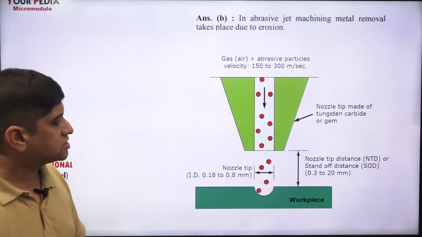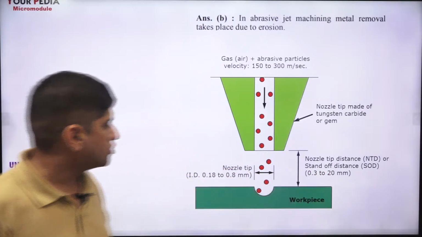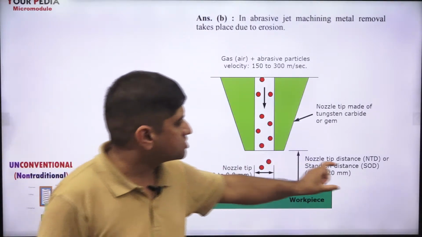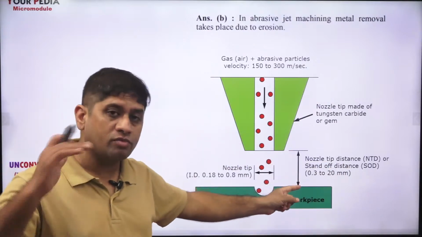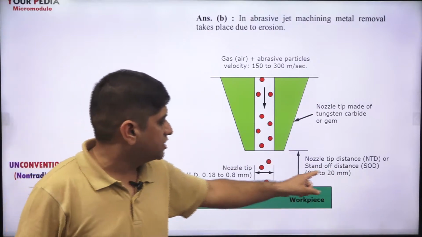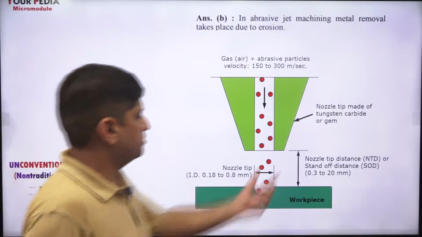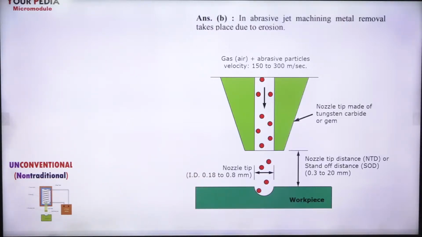So nozzle tip distance is also called stand off distance. Note down these values also, and the nozzle tip size you should know. What is called stand off distance? Nozzle tip distance from the workpiece is called stand off distance. It should be 0.3 to 20 millimeter. I'm sure you people are noting down these things. And the nozzle tip is made up of tungsten carbide or gem. That information also you should be knowing.